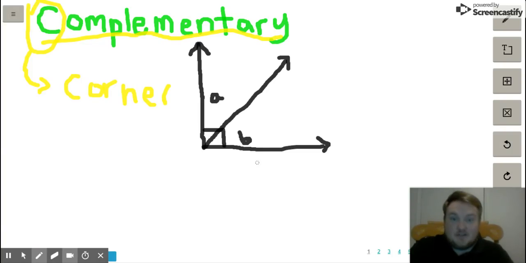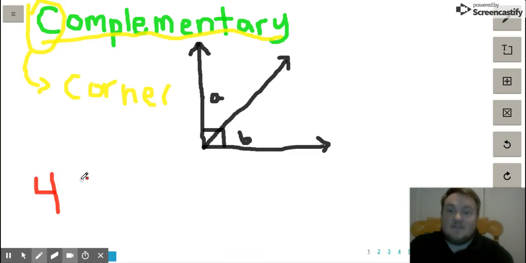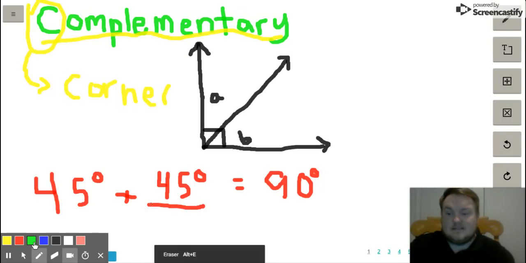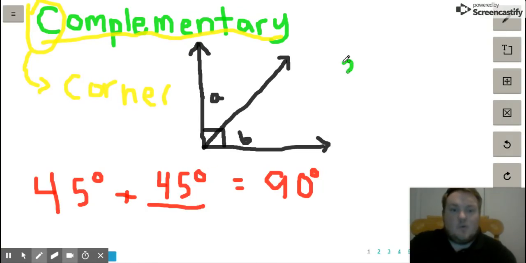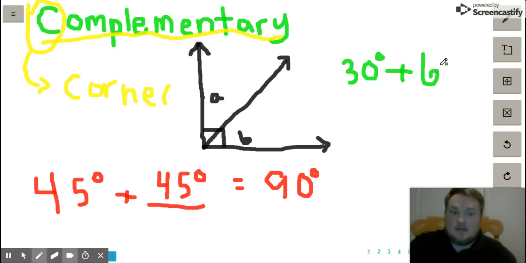Corner angles are complementary. So just to take some examples, if an angle was 45 degrees and we're looking for another angle that's going to be complementary to it, that angle is going to have to equal 90 degrees. So in this case, the other angle would be 45 degrees, okay? But maybe you have an angle that is 30 degrees. So what would be the complement of 30? Well, 30 plus what equals 90? In this case, it's going to be 60 degrees because 30 plus 60 equals 90, meaning those two angles are complementary.